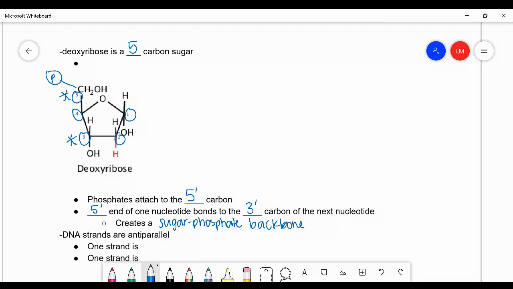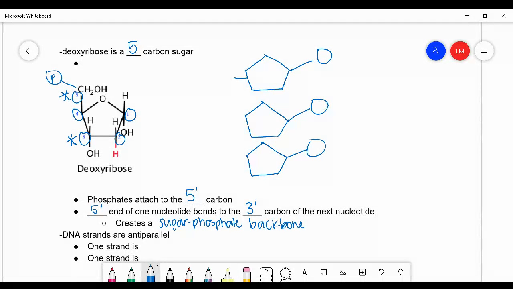Over to the side, I'm going to show you what I mean. Please admire my shape drawing. I'm going to start just by drawing 3 sugars and then show you the attachment points. Right. So here is my sugar. I have my phosphates over here, and then my nitrogen bases over here. And then we'll have the flip-flop reverse of this on the other side, but I'm going to have the attachments like this from 3 prime end to 5 prime end.